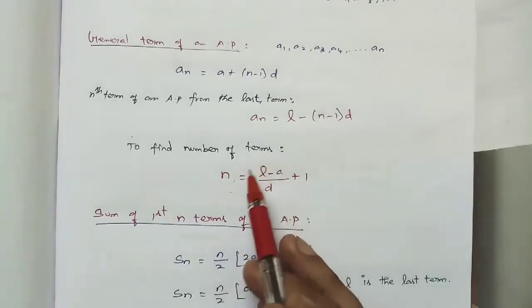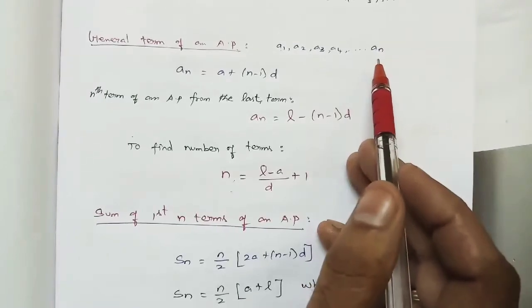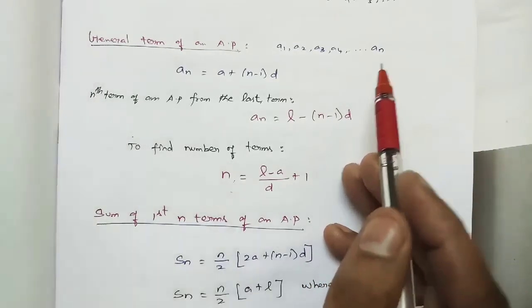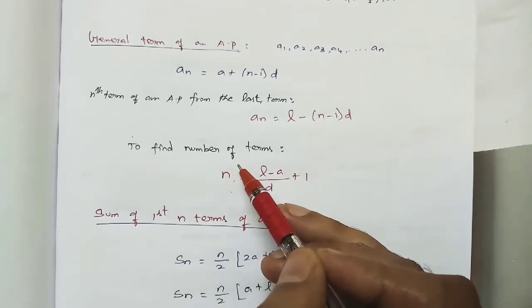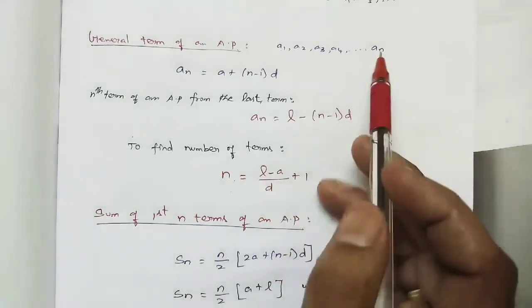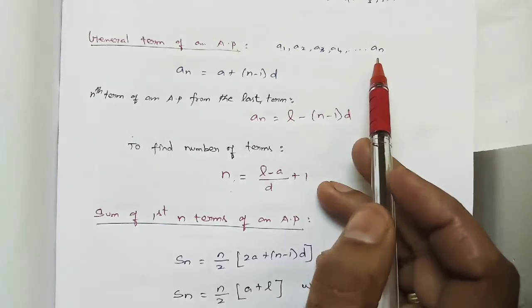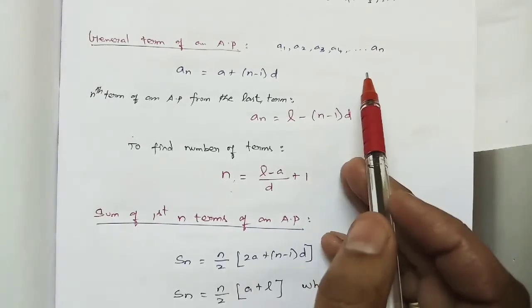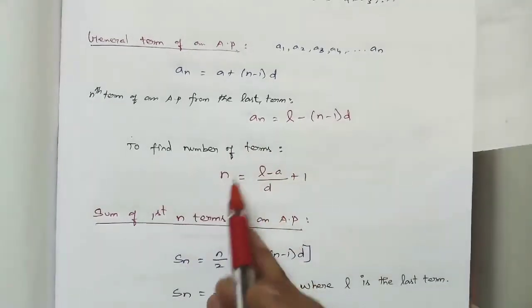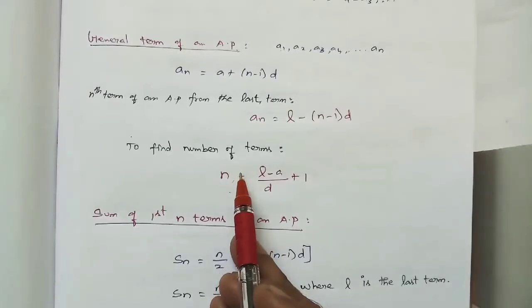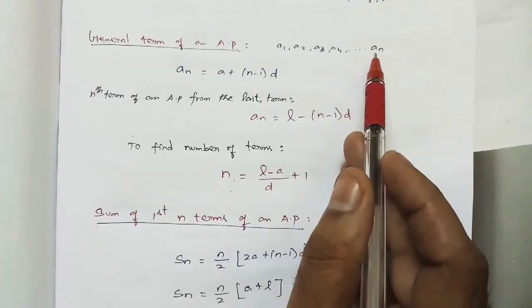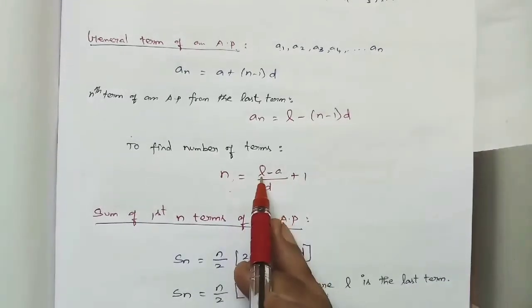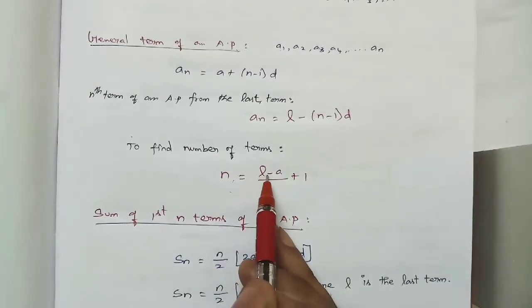What is l? l is the last term of an AP. Whenever they ask you to find the number of terms of an AP, surely they will give you the last term of the AP. Without knowing the last term, we can't find the number of terms. So compulsorily they will give you the last term of an AP. The last term is denoted by an or l. So n equals l minus a. What is a?